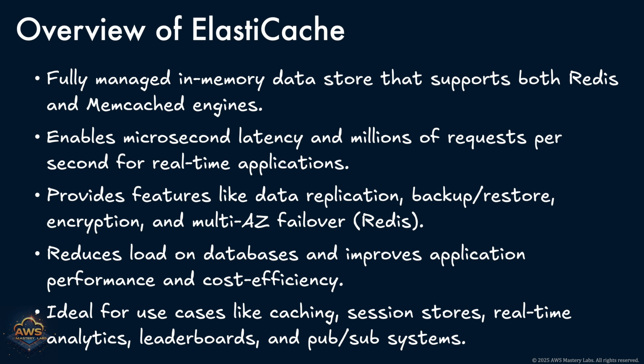layer. For Redis, ElastiCache offers advanced capabilities such as cluster mode for horizontal partitioning, read replicas for scaling read throughput, and multi-AZ with automatic failover for high availability. It also provides daily backups, point-in-time recovery, and encryption in transit and at rest to meet enterprise-grade security and compliance requirements. For Memcached users, ElastiCache delivers a simple, high-speed caching layer with a multi-threaded architecture and automatic node discovery.